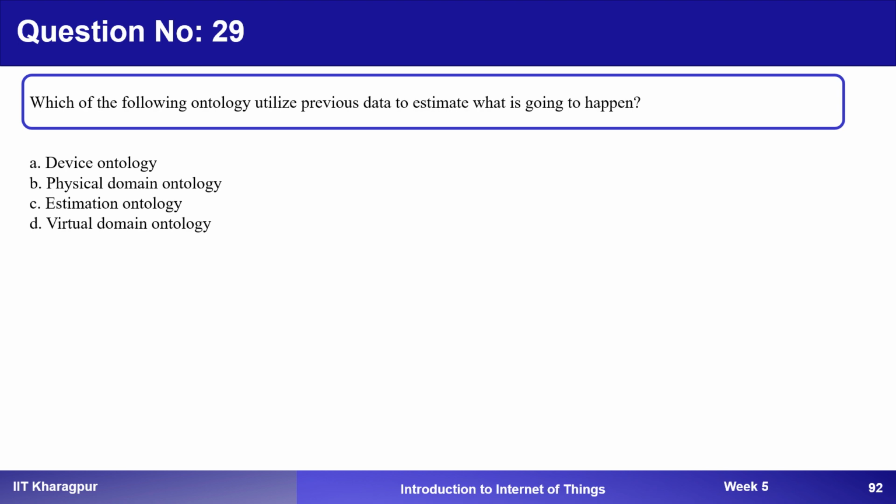Next question is, which of the following ontology utilizes previous data to estimate what is going to happen? Options are device ontology, physical domain ontology, estimation ontology, virtual domain ontology. The correct option for this question is estimation ontology. So C is the correct option. So estimation ontology utilizes previous data to estimate what is going to happen next.